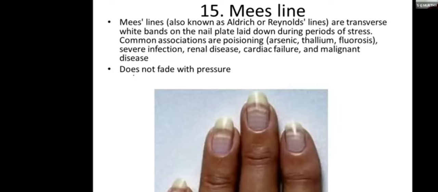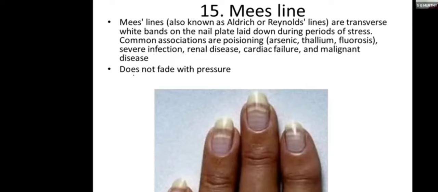Mees lines again are white lines. Beau's line was a depression. This is just a color. A white line traveling from this side to the other side. And it is seen in periods of stress and poisoning. Now poisoning, what poisoning? Arsenic, thallium, fluorosis and all that.